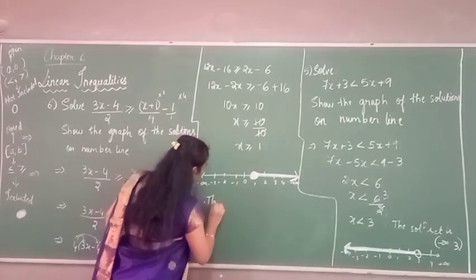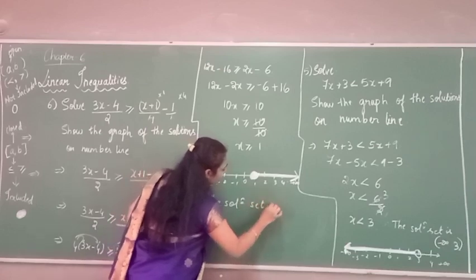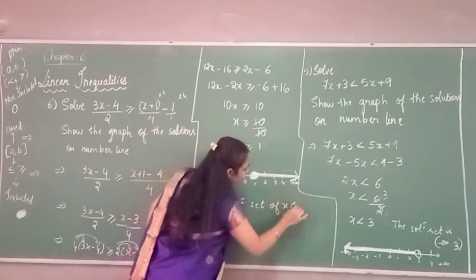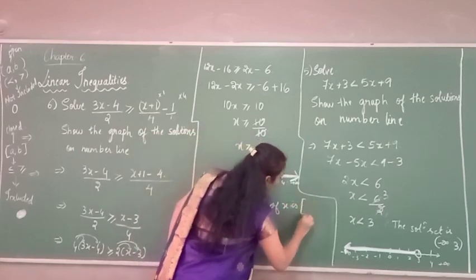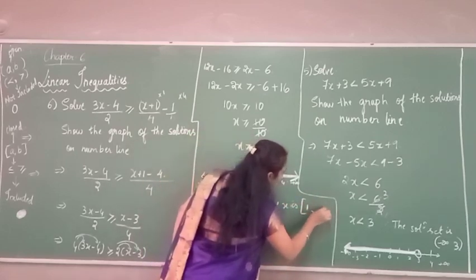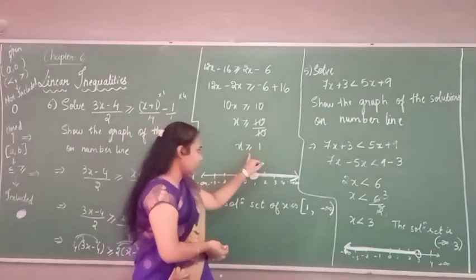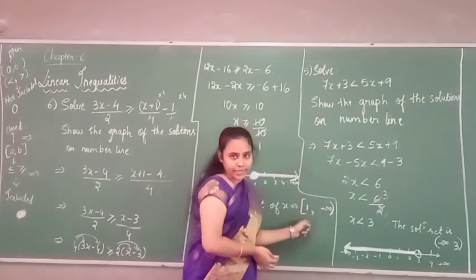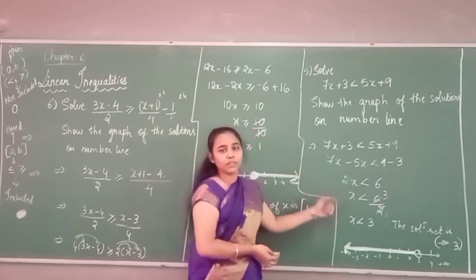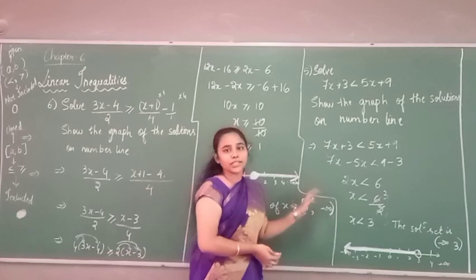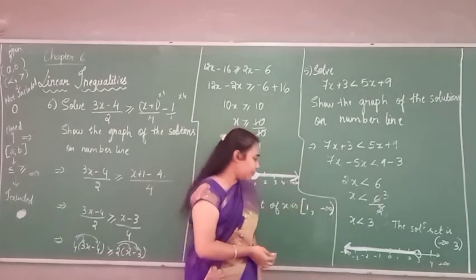Therefore, the solution set of x is 1 to plus infinity. So as it is greater than or equal to, it will be a closed interval, and infinity, always remember, plus infinity, minus infinity. Previous problem also I said the same thing. If it is infinity you are representing, always it will be in the form of a common bracket.